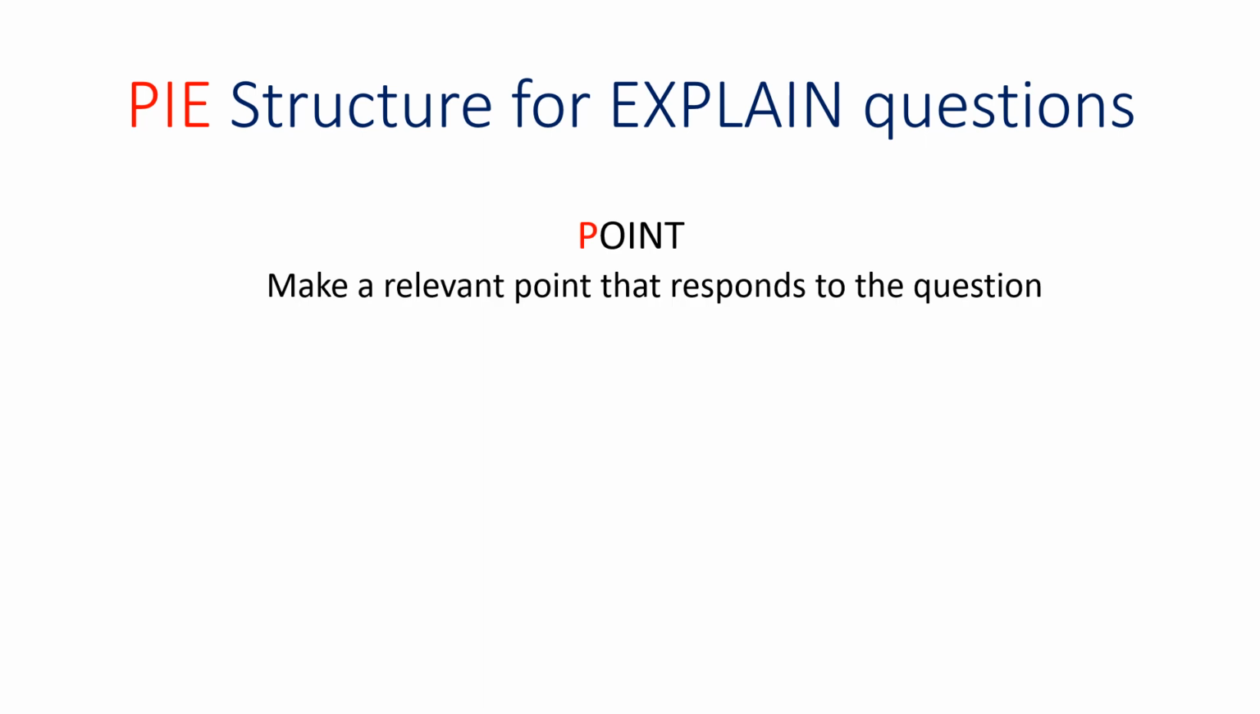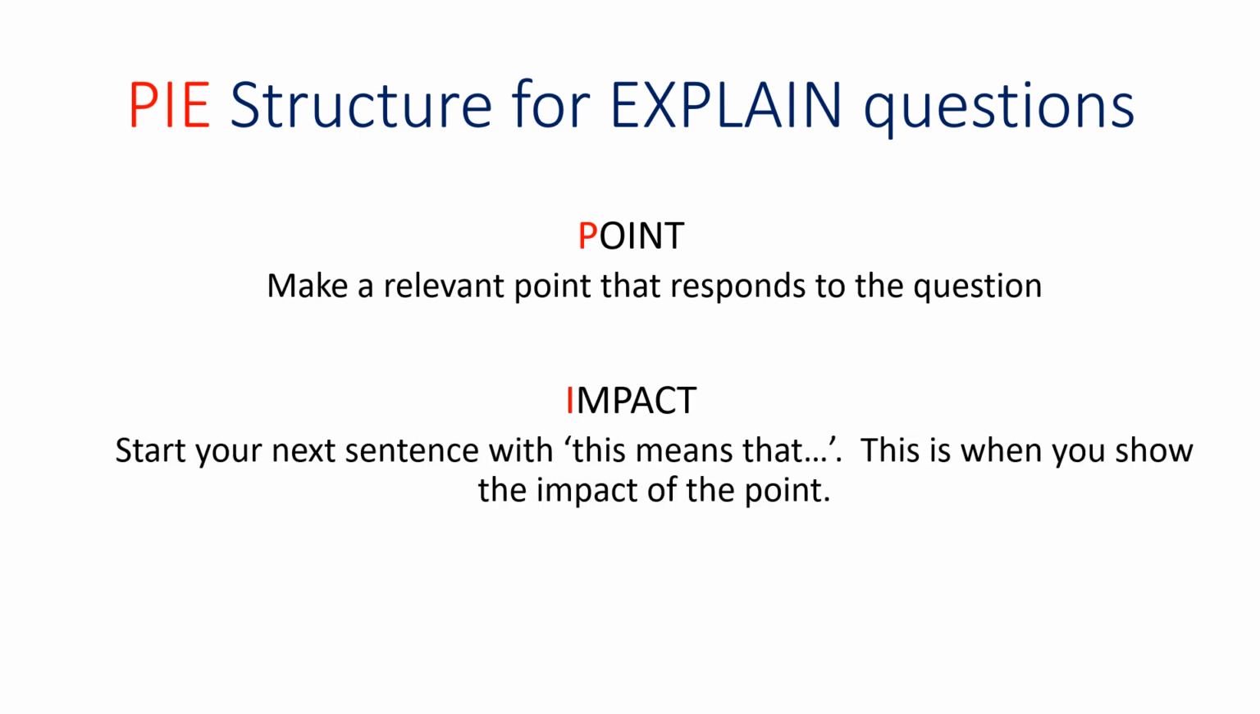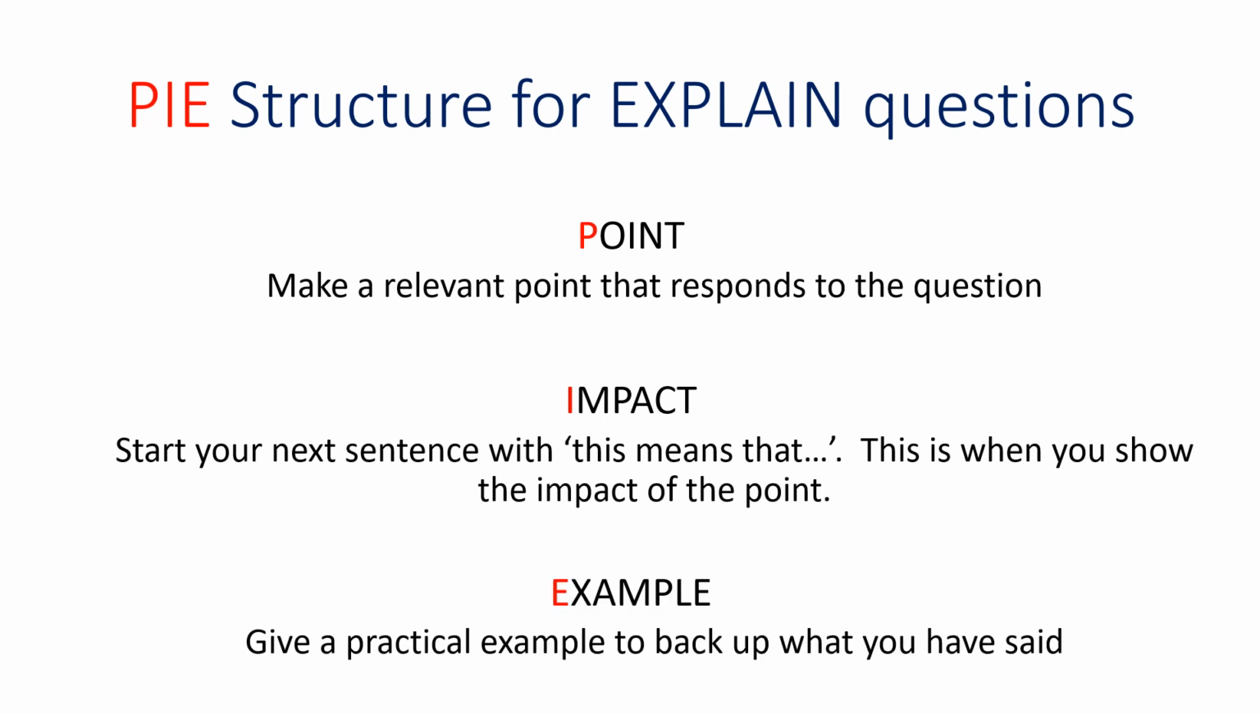So firstly, the P stands for point. Make a relevant point that responds to the question that's in front of you. Next up, the impact. Now, more often than not, you'll see from my examples that to begin the next sentence, I'll use "this means that", which leads me on to say, because of this, something else has happened. So this is when you're showing the impact of the point that you've made. Now, to finish this off, you're going to want to give an example. So give a practical example to actually back up what you've said.